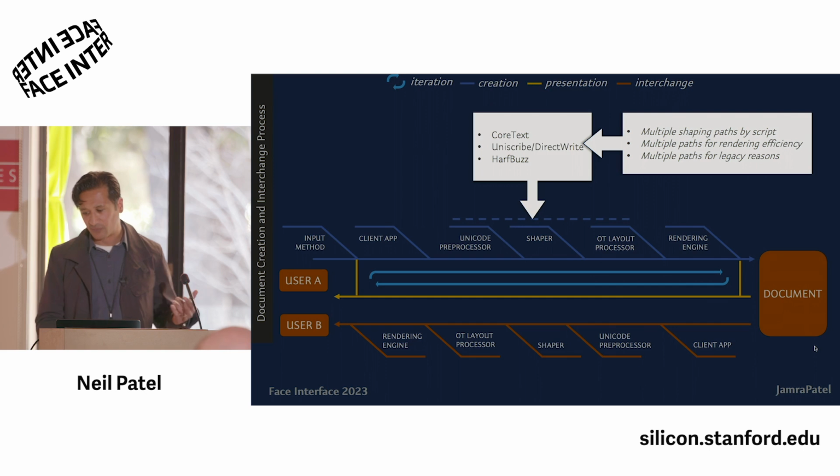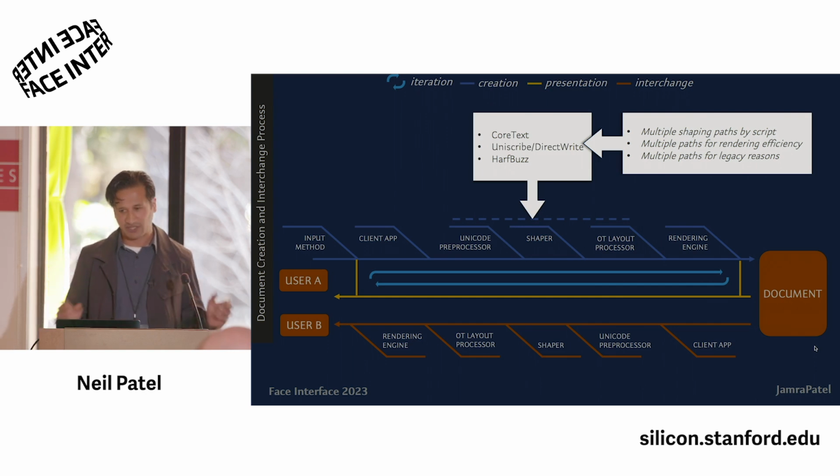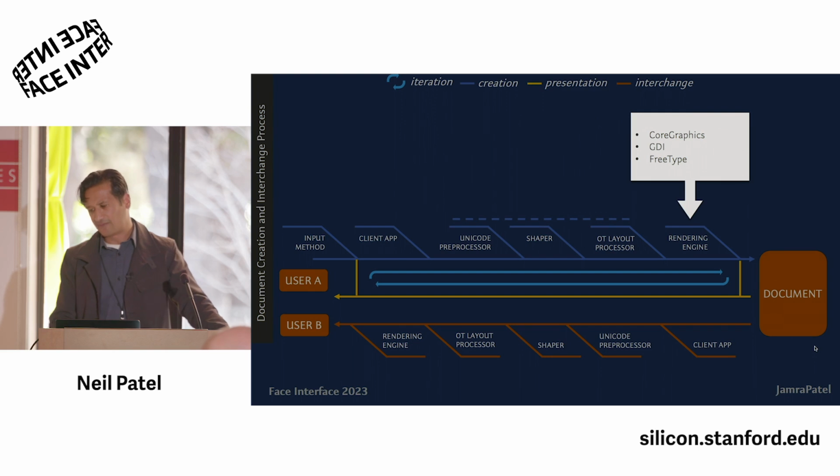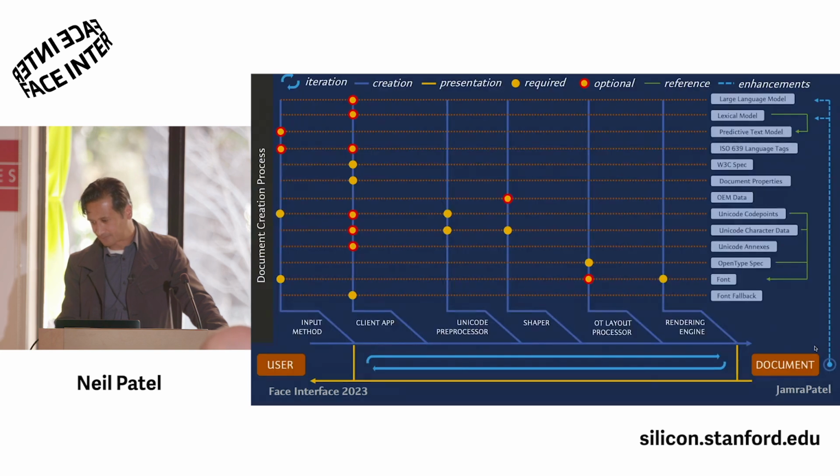And I should point out that we call this the shaping engine thing. There are actually multiple paths inside of it. You could have paths that are dependent on scripts, so some scripts shape in a whole different path than other scripts. You can have paths that exist just for rendering efficiency, just to go faster than other ones. You can have paths for legacy reasons. So you already have a certain kind of variation here. And then finally, you hand it off to a rendering engine to turn it into pixels to display on screen for the user.